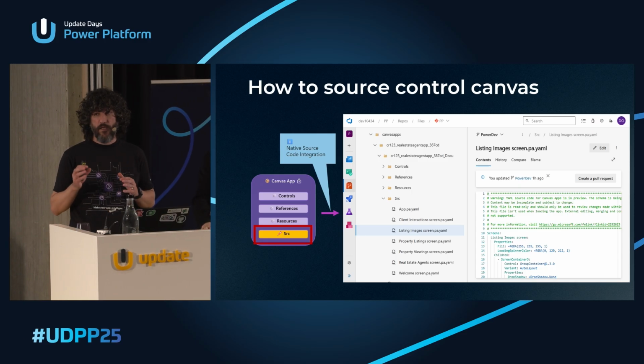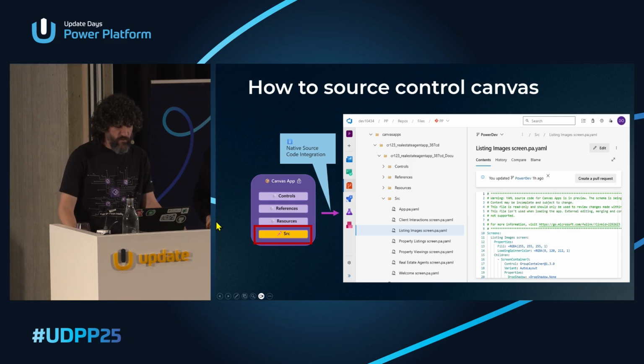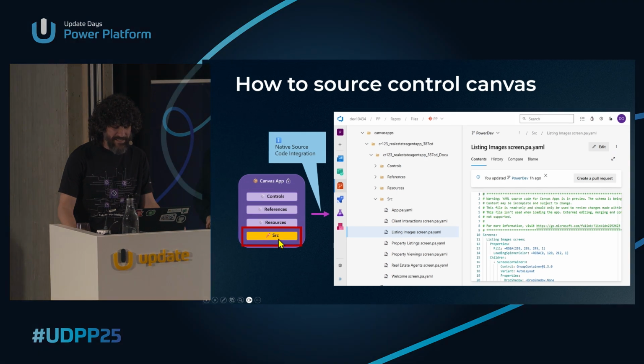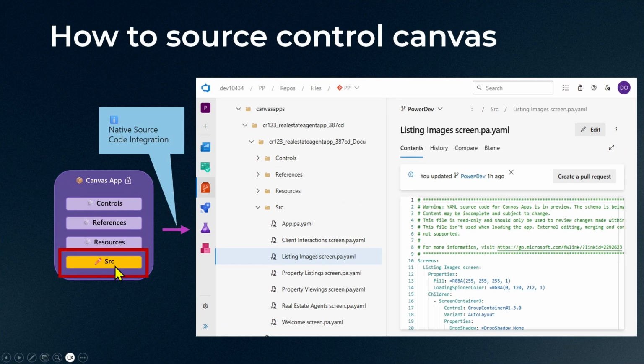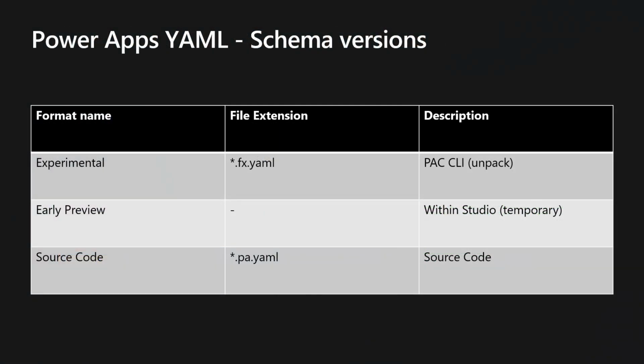What is a Canvas app? It is a combination of assets, of JSON files, where we have the serialization and also references and resources. These files will be visible, but they are not supported for you to edit. We use them, but don't change them. What we are doing is adding a new folder, SRC, and we don't have an MS app anymore. We are showing you all the things inside the Canvas app. You will have one YAML file per screen, one per app, and one per component, and the extension is pa.yaml. That's what we expose on the native source code integration.